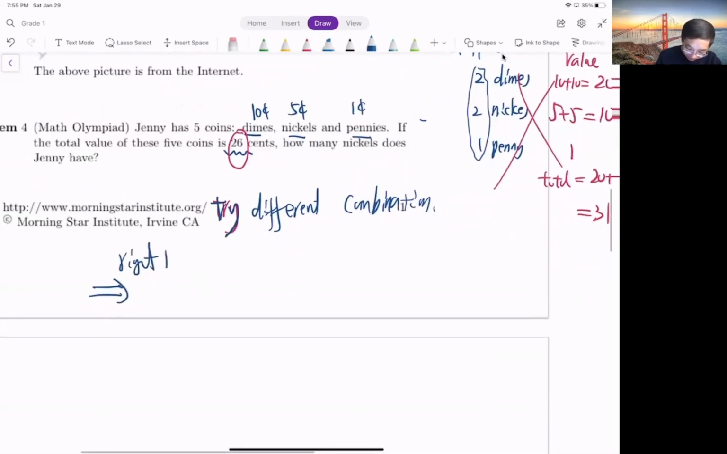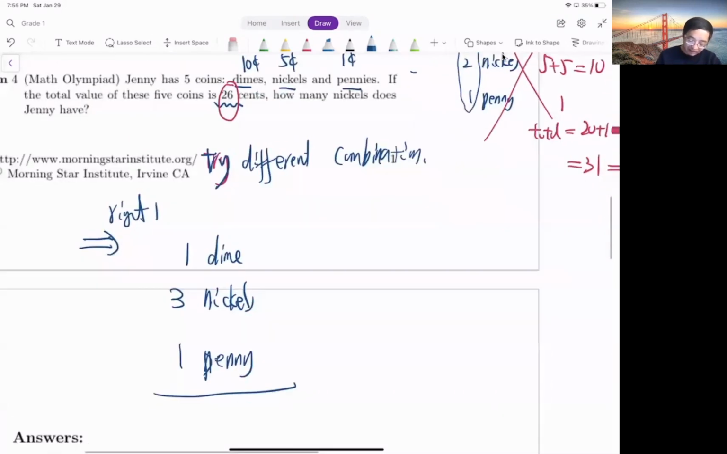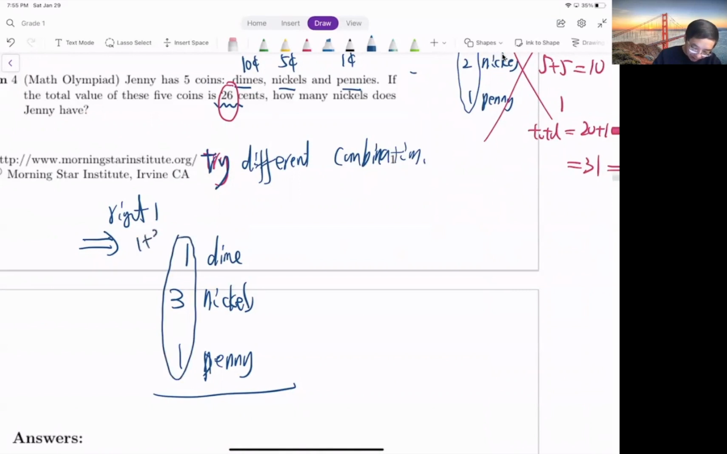The right one is 1 dime, 3 nickels, and 1 penny. That's how it works. Because you say, okay, let's add them together. What's the total number of coins? You add it here. So this is 1 plus 3 plus 1, which is 5. What is the value? Let's calculate the value. 1 dime, which is 10 cents, of course. 3 nickels is 5 plus 5 plus 5, which we know is 15 cents. And 1 penny is just 1 cent.